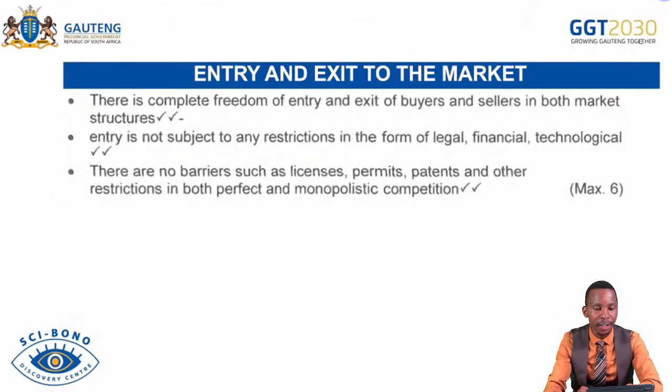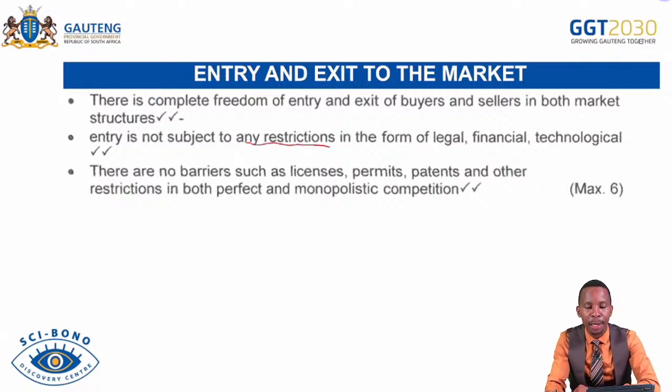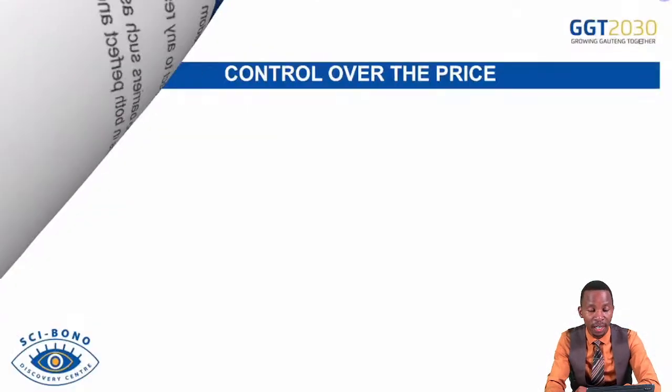The entry in the market. There is complete freedom under the perfect market and the monopolistic. So firms are free to enter the market in both market structures. Entry is not subject to any restrictions in both the perfect market and monopolistic. There is no legal restriction, no financial restriction or technical restriction in place. There are no barriers such as licenses, permits, patents, and other restrictions in both perfect and monopolistic competition that can prohibit the entry of new competitors into the market.